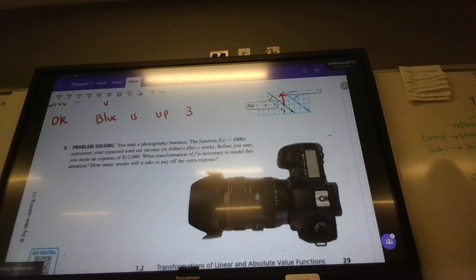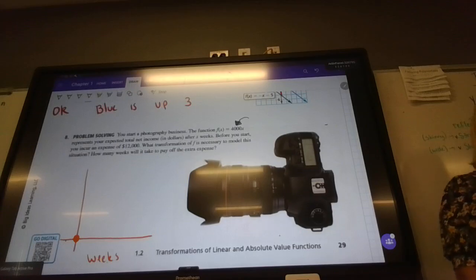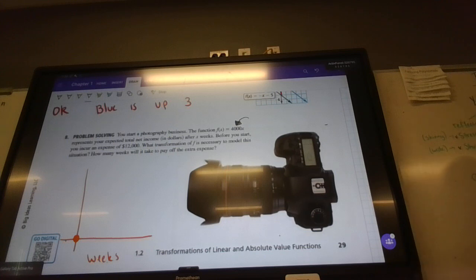I love this camera question. You start a photography business, and you're looking at your income after x weeks. So this is weeks down here. You have 0 income. This pretty much says how much money do you make each week in this photography business? $4,000. Who makes that much money in photography?